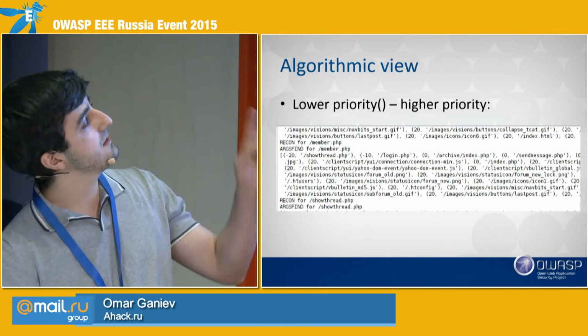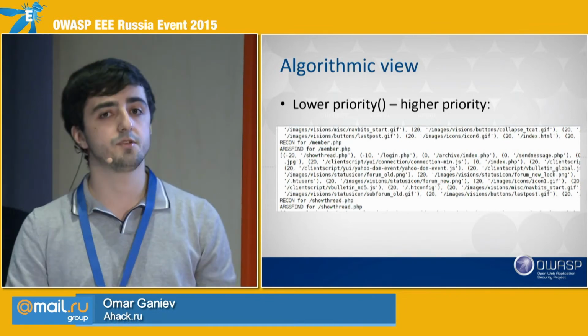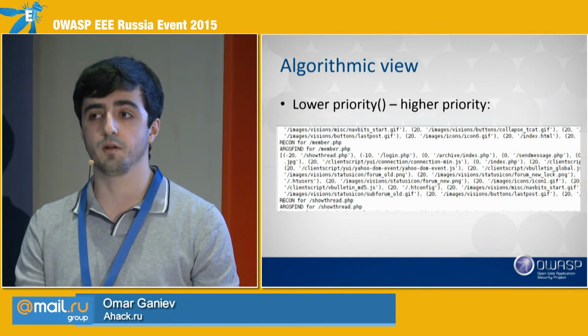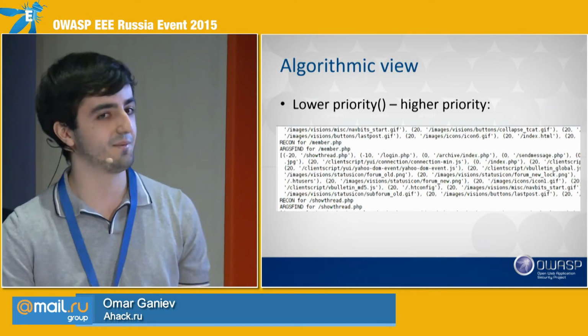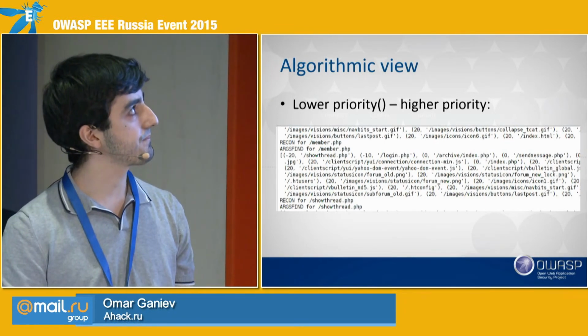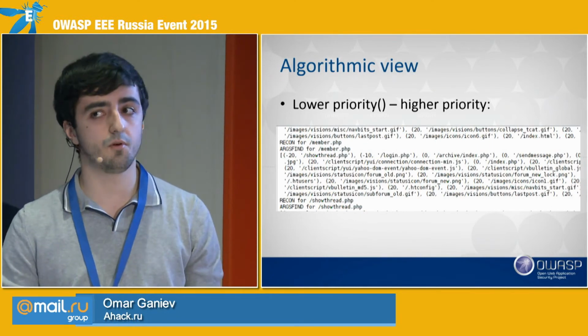And these pages have different priority because, for example, showthread.php has input parameters. It has more input parameters. That's why the priority is higher, lower. Well, in a sense, it's higher because we've got more things to fuzz.